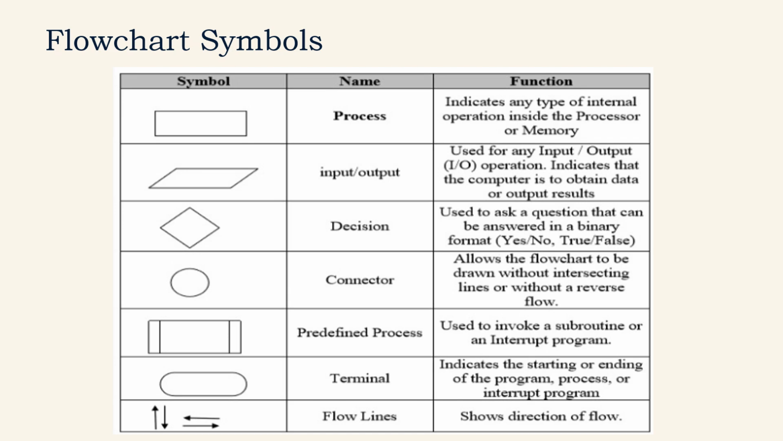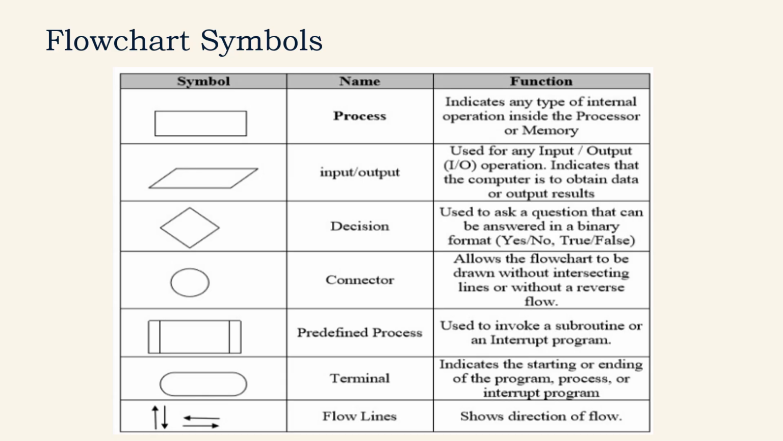Here you can see the flowchart symbols. The first one is process. The next one is the parallelogram, used for taking input and output. The next one is decision making, which is used to ask a question that can be answered in binary, either true or false or yes or no.